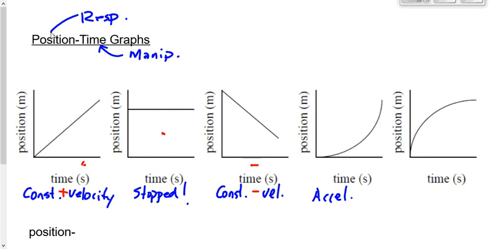What's the last one mean? Yeah, that would be a deceleration. Or we could say a negative acceleration. This would be a positive acceleration, and a deceleration is still an acceleration, but it's a negative acceleration.